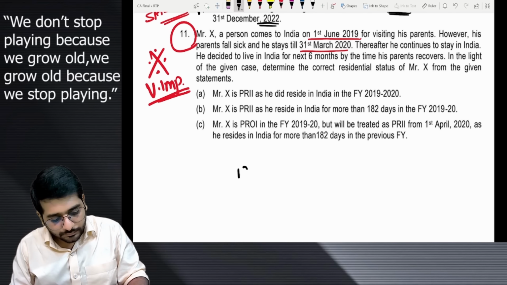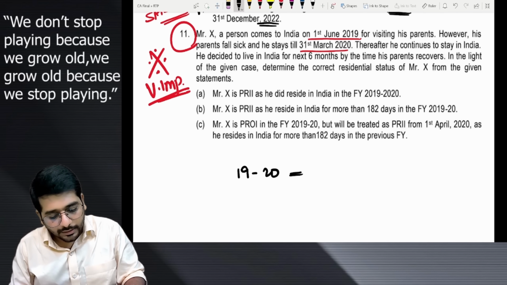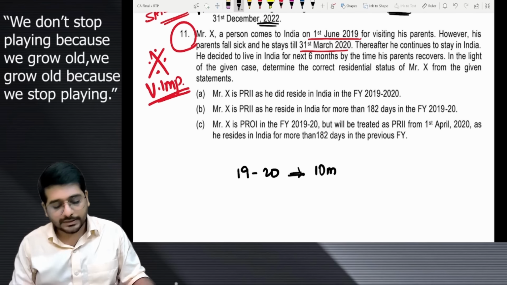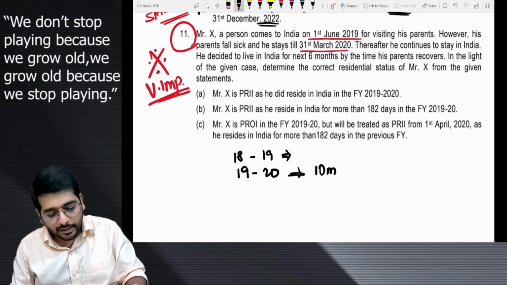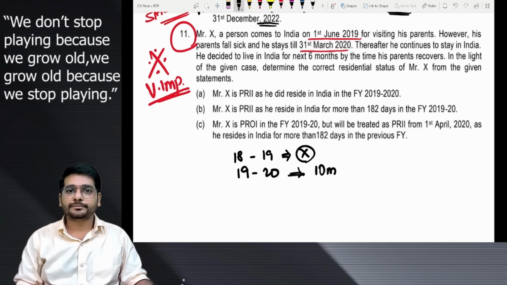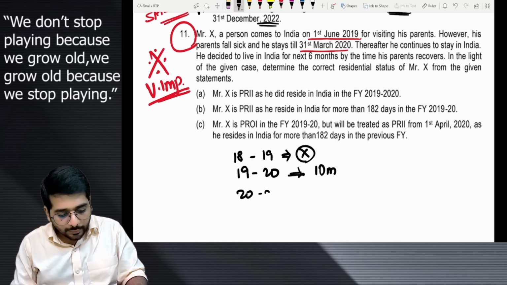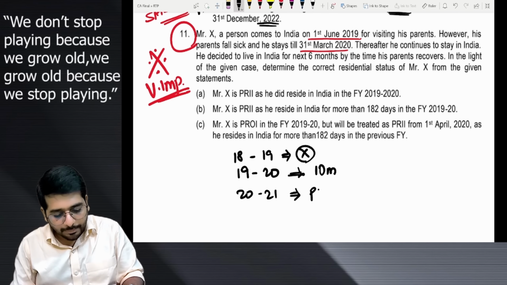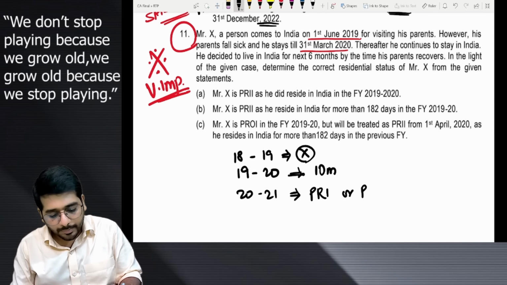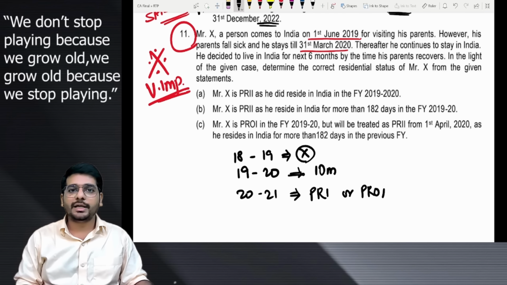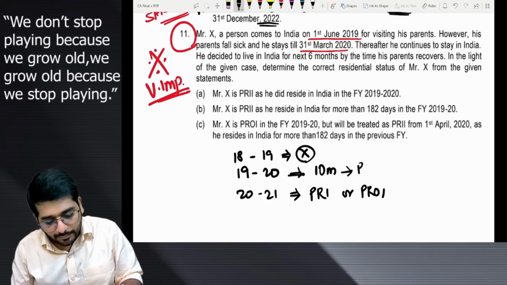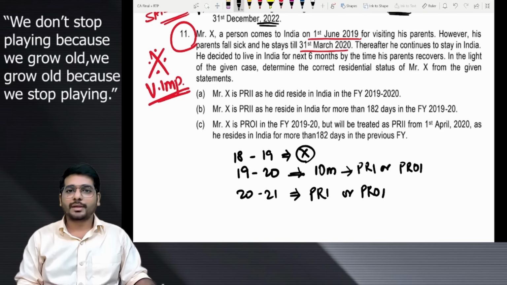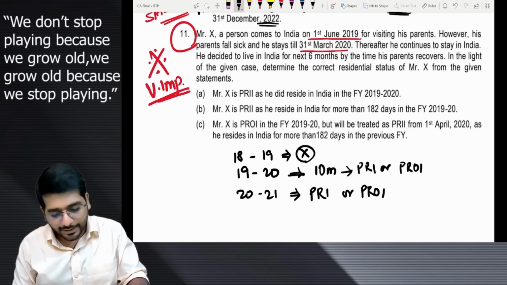In 1920, he stayed for 10 months. So in 1819, was he in India? No, not in India. 2021, will he be PRI or PROI? Resident in India, resident outside India? Also tell me for 1920, PRI or PROI? Think and answer.